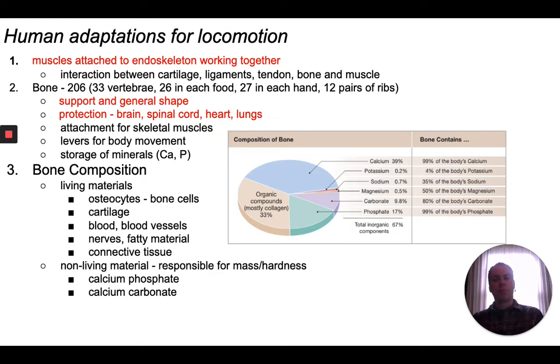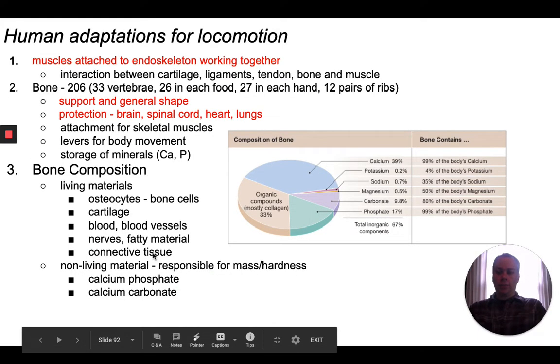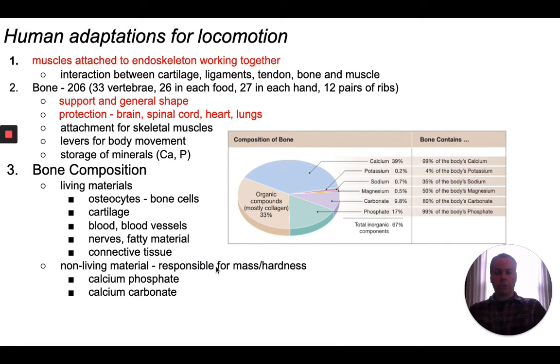So bone is actually a living material. We sometimes don't think about it that way. We sometimes think about bone as just a hard, non-living piece of tissue. But bones are made of living cells, okay? And they're also made of the non-living minerals that surround those living parts. So the actual living cells of the bones are called the osteocytes. The cartilage, blood vessels, nerves, and connective tissue are all part of living cellular tissue. The non-living material, the hard part of the bones, is mostly calcium phosphate and calcium carbonate.